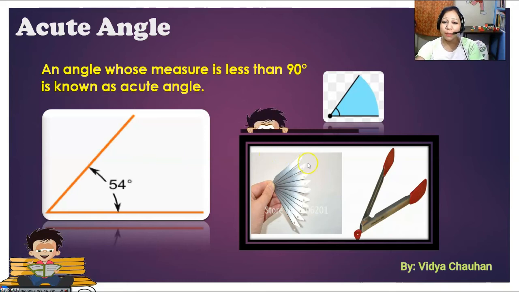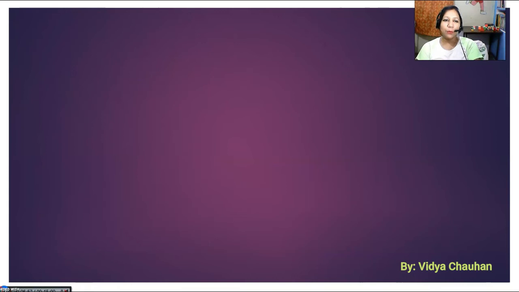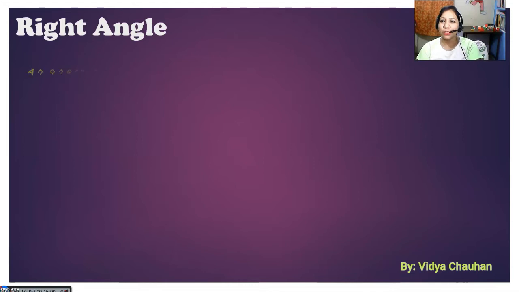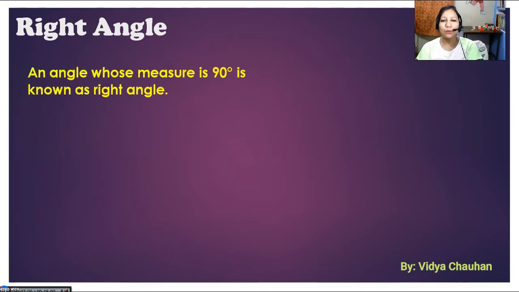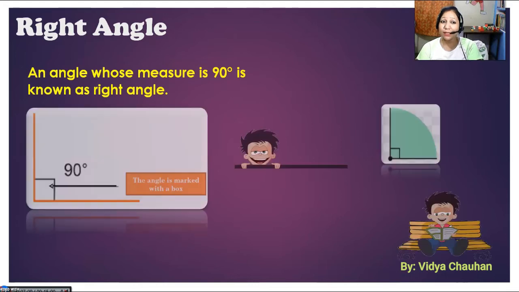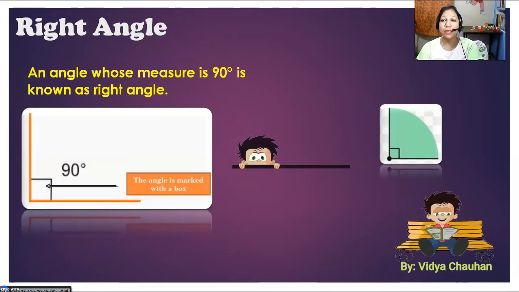Also, in another picture you can see some real life examples of acute angles: the opening of a blade, and the tong which is used at your home, so that is the opening of that tong, and the blades present in any type of knife. Those are examples of acute angles. Moving forward with the second type of angle, which is a right angle. What is a right angle? An angle whose measure is exactly 90 degrees is known as a right angle.